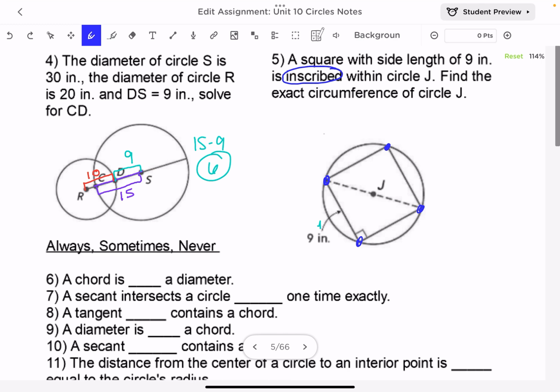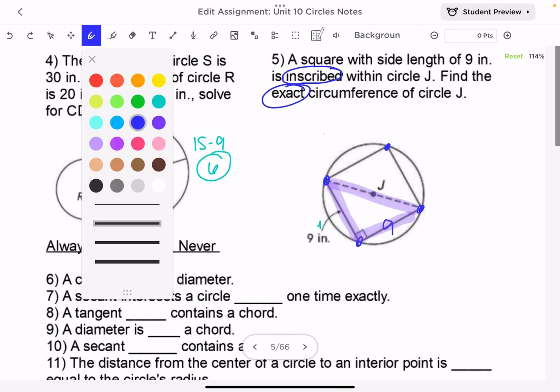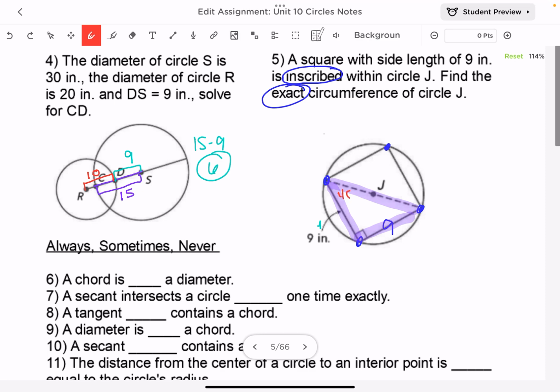Okay, and it wants us to get the exact circumference of circle J, which means we're going to have it in terms of pi. So let's see what we're given. We have this square. So if that side's 9, this other side's 9. If you look at this triangle in here, we have a 45, 45, 90 triangle. So that's our x, x, x root 2. So we have 9, 9, 9 root 2. So our diameter here is 9 root 2. So I might as well just use pi d in this case. So it'd be 9 root 2 pi.